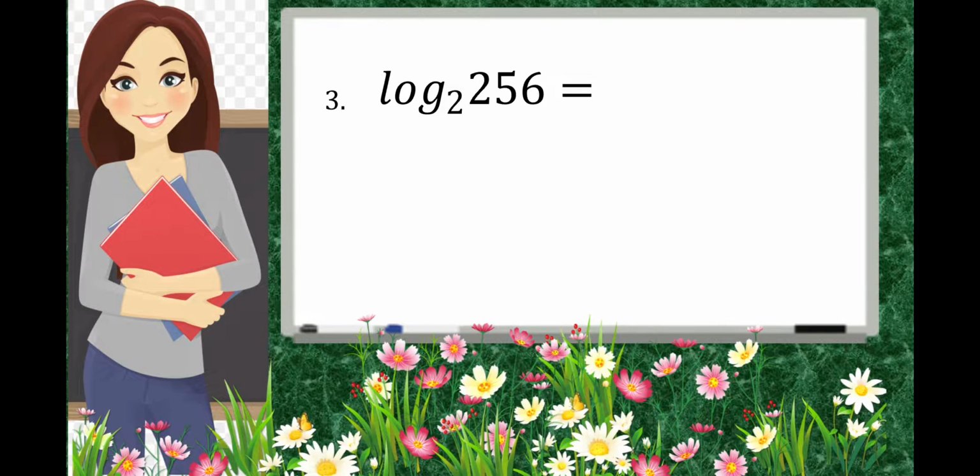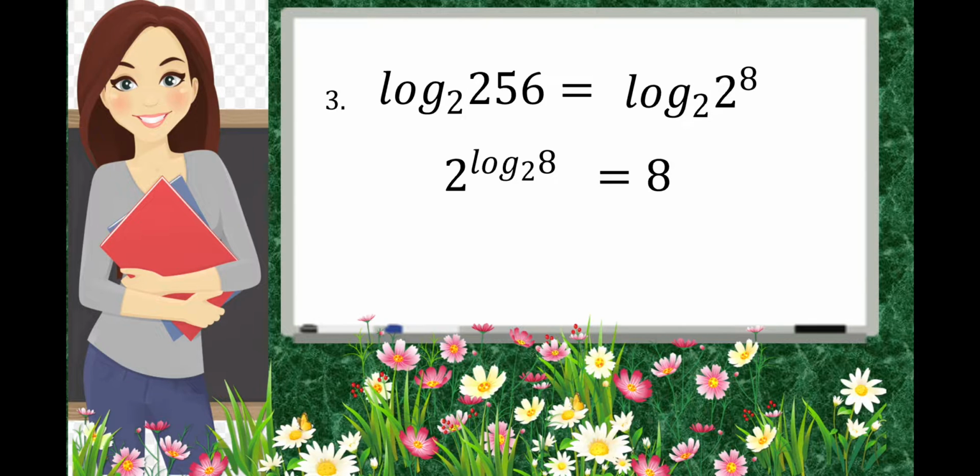Next example is log of 256 to the base 2. We can write 256 as 2 to the 8th power. So that will become log of 2 to the 8th power to the base 2, that is 2 raised to log of 8 to the base 2, which is equal to 8. That is using the third property of logarithm, that is b raised to log of x to the base b is equal to x.